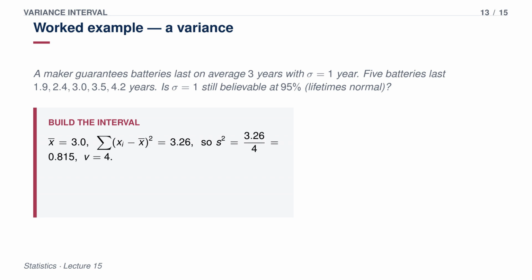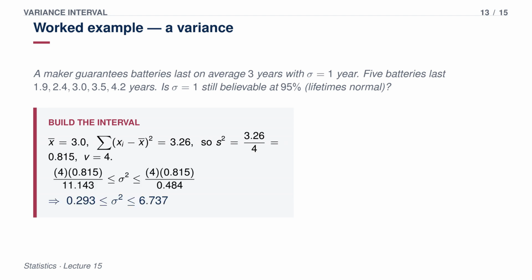Let's settle a warranty claim. A maker says its batteries last 3 years on average, with a standard deviation of 1 year. 5 batteries last 1.9, 2.4, 3, 3.5, and 4.2 years. At 95%, is sigma equals 1 still believable? Sample first. The mean is 3. The sum of squared deviations is 3.26, so S squared is 3.26 over 4, which is 0.815, and v is 4.